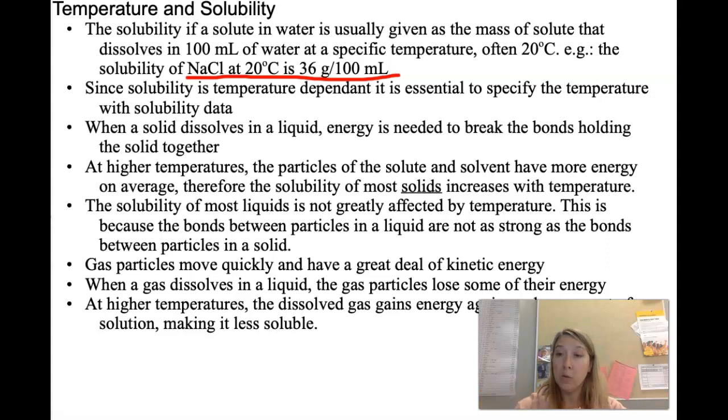So for liquids, no impact on temperature change. For solids, the hotter it is, the more soluble it is. For a gas, the hotter it is, the less soluble it is. Okay, so you have to be aware that they do behave differently depending upon the initial state of that solute.